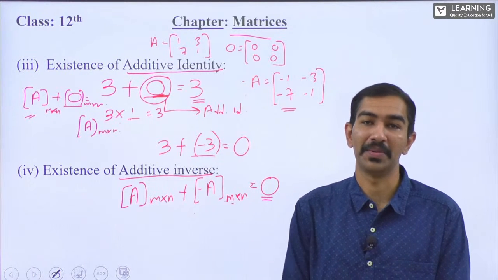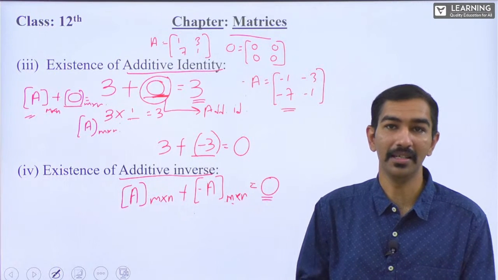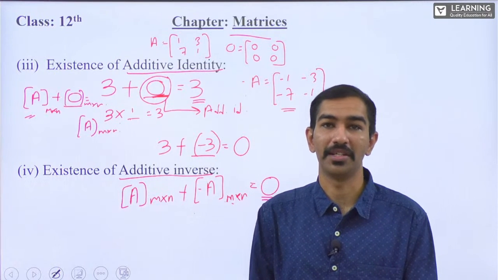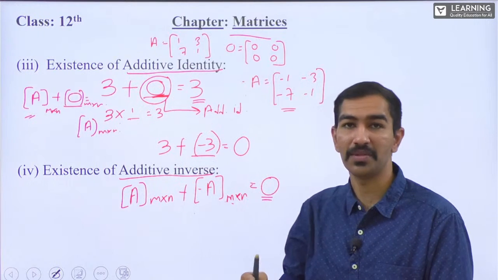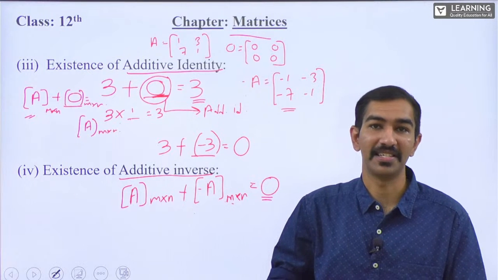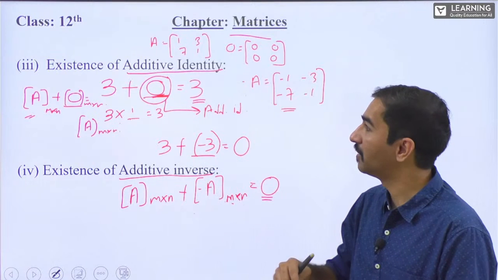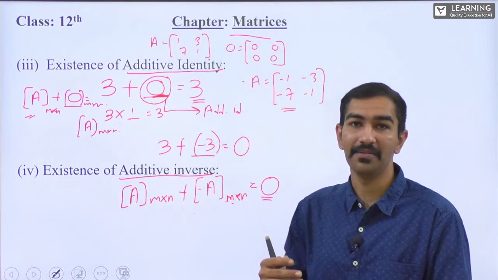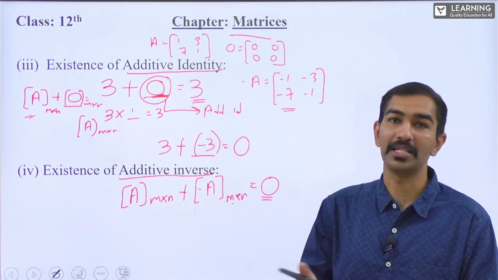So remember this point, students. In the previous class we saw the operations, right? In this class we'll be seeing the properties of those operations. The first property of addition: under that we have 4 properties. The first one is commutative, second is associative, third is existence of additive identity, and the fourth one is existence of additive inverse. So I hope you have understood this. Moving on to the next property.